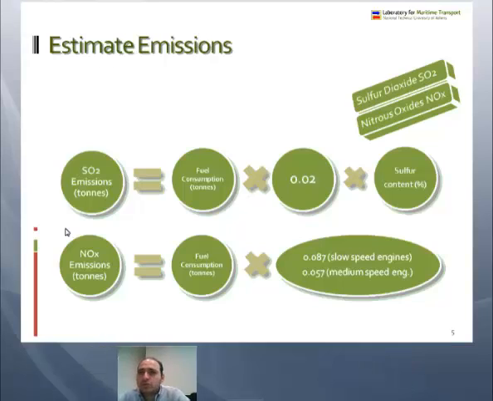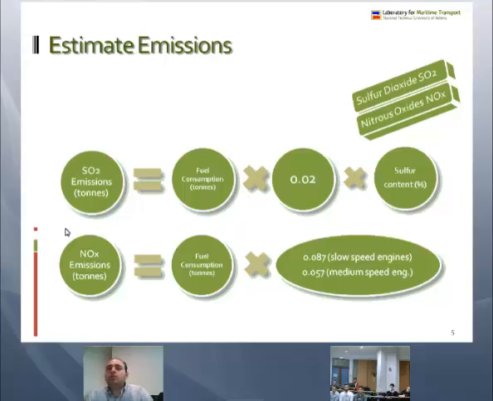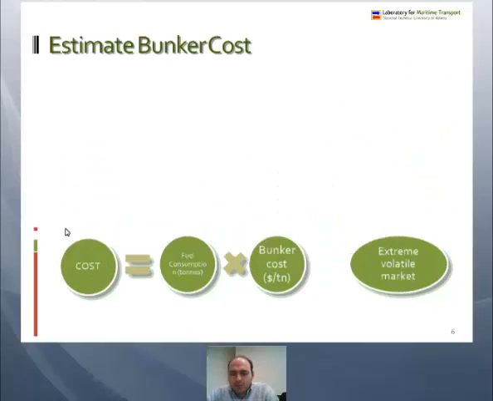Regarding NOx emissions, they also depend on fuel consumption, but the ratio of NOx emissions to fuel consumption varies from 0.087 for slow speed engines to 0.057 for medium speed engines. So SOx emissions are related to the sulfur content of the fuel. NOx emissions are related to the engine that is used to burn the fuel.